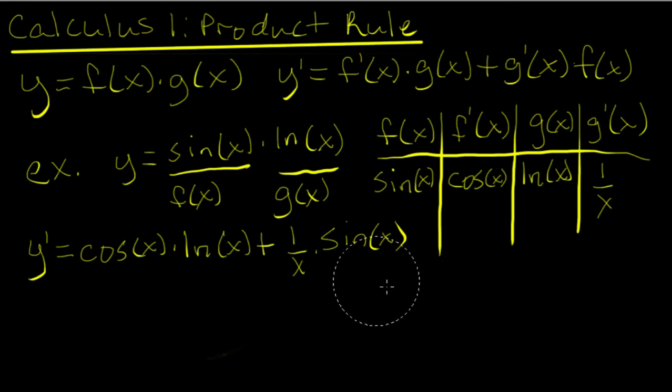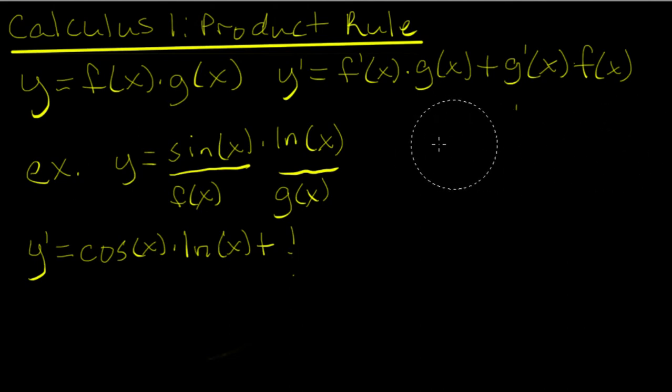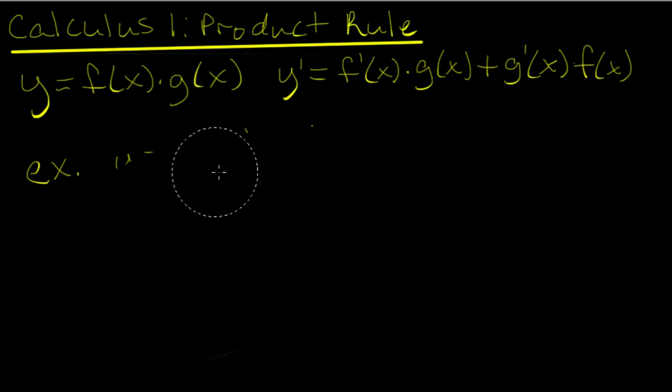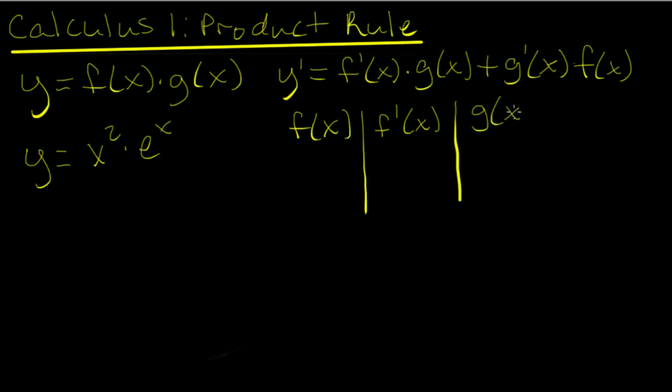So let's look at another example here. Alright, so let's say our function y is x squared times e to the x. So let's make our chart again. We have f of x, f prime of x, g of x, and g prime of x.